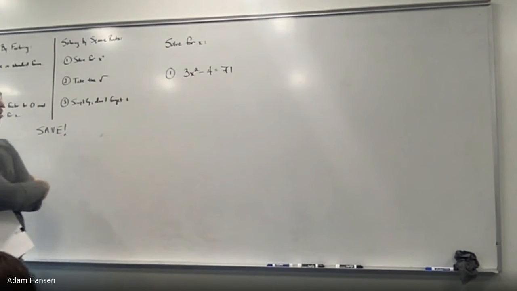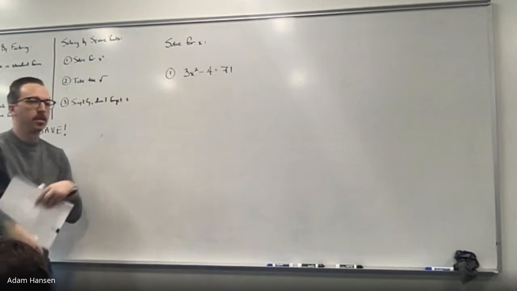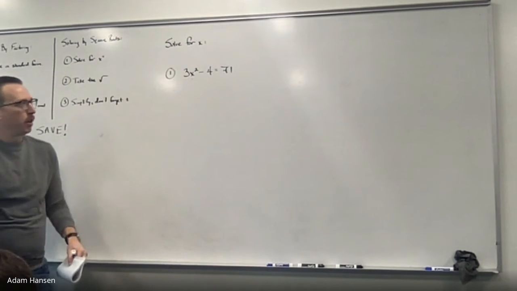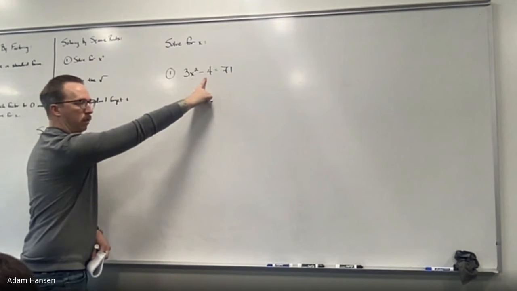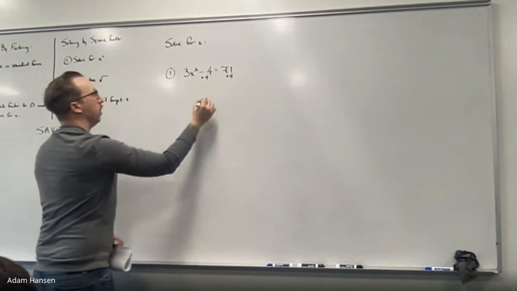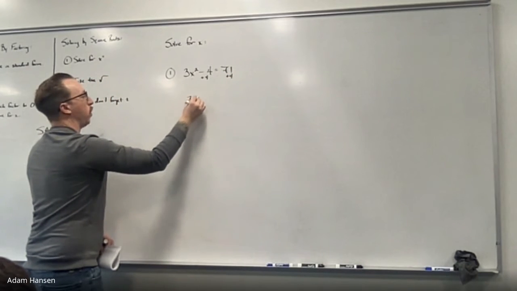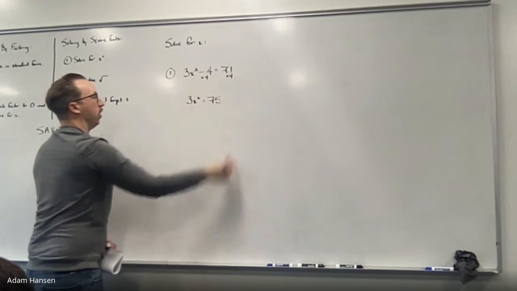3x squared minus 4 is equal to 71. Solve this quadratic equation. So I got to get x squared by itself. Get me started, Austin. I got to get rid of subtracting 4. So what do we do to both sides? Add 4. We just add it. Okay, slide it over by adding to each side. I will bring down 3x squared on the left. 4 and 71 makes 75 on the right.